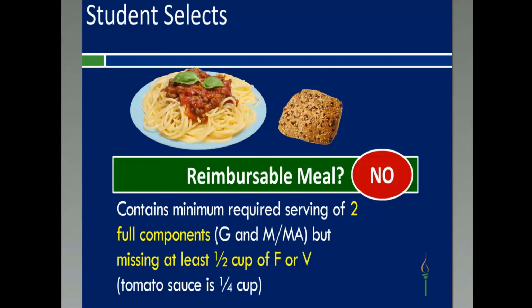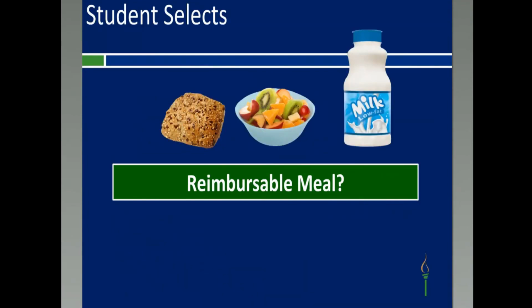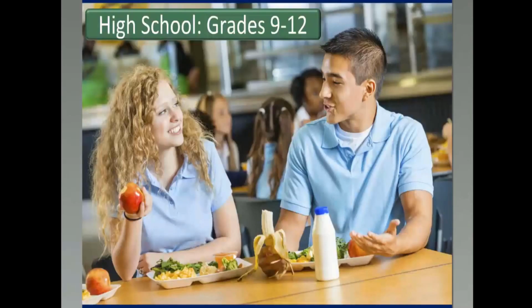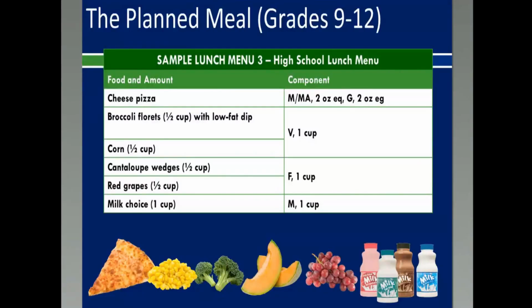This one would not be reimbursable because they are missing that half cup of fruit or vegetable. The tomato sauce only credits a quarter cup and is not reaching the minimum requirement. If the student selects the roll with the fruit and the milk, this is reimbursable because they have 3 full components at the middle school level. The high school, 9 through 12.